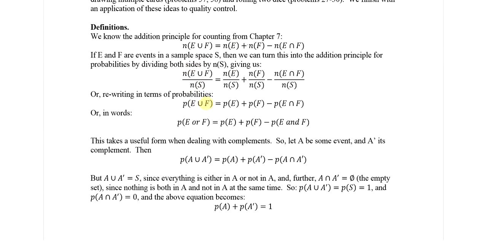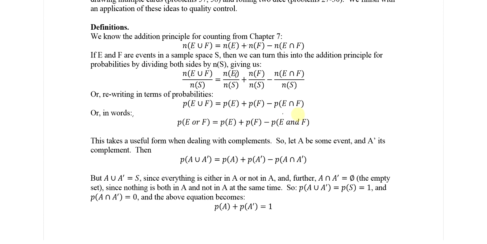The probability of E union F is the number of things in E union F divided by the number of things in S. This is the probability of E, this is the probability of F, this is the probability of the intersection of E and F. In terms of just words, the probability of E or F happening is equal to the probability of E happening plus the probability of F happening minus the probability of E and F happening at the same time.